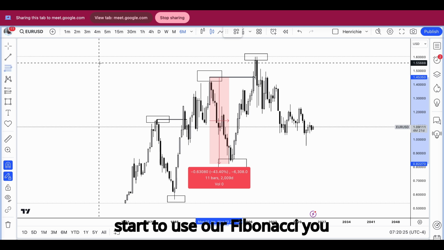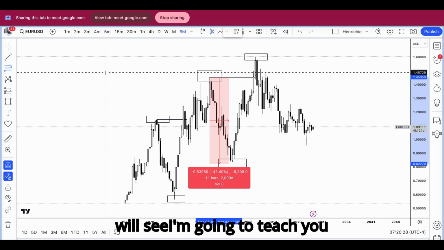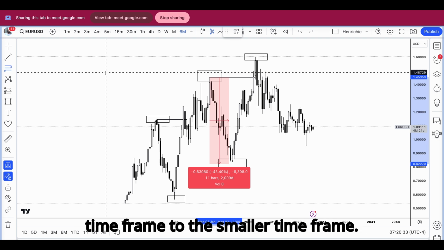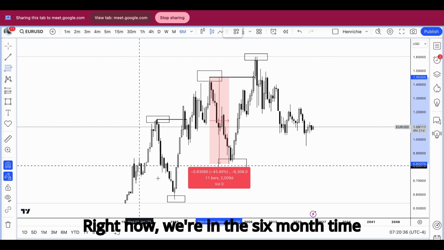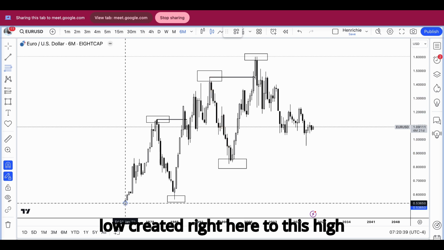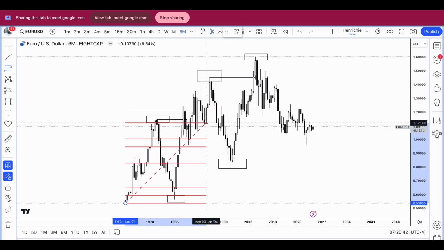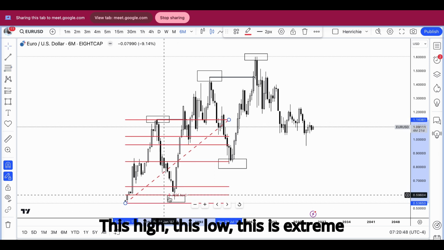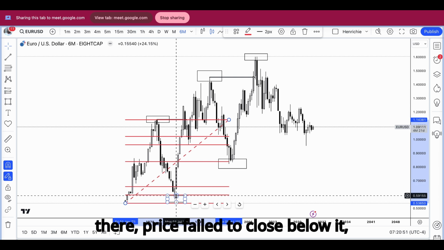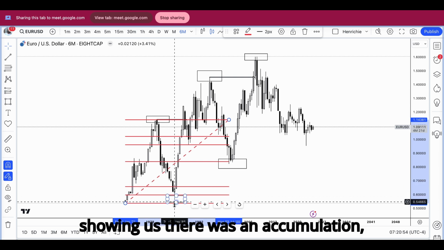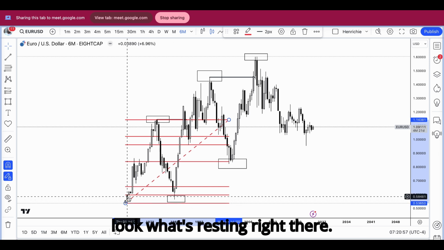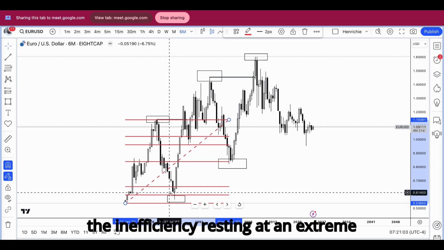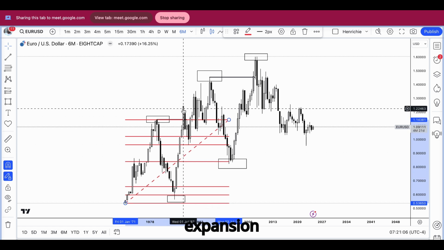If we now start to use our Fibonacci, I'm going to teach you how to use the Fibonacci from the bigger time frame to the smaller time frame. Right now we're on the 6-month time frame. If we use the Fibonacci from this low created right here to this high right here, this is extreme discount. Look what happened right there. Price failed to close below it, showing us there was an accumulation. Look what's resting right there. Inefficiency. Price came down, mitigated the inefficiency, resting at an extreme discount, and after that, expansion.